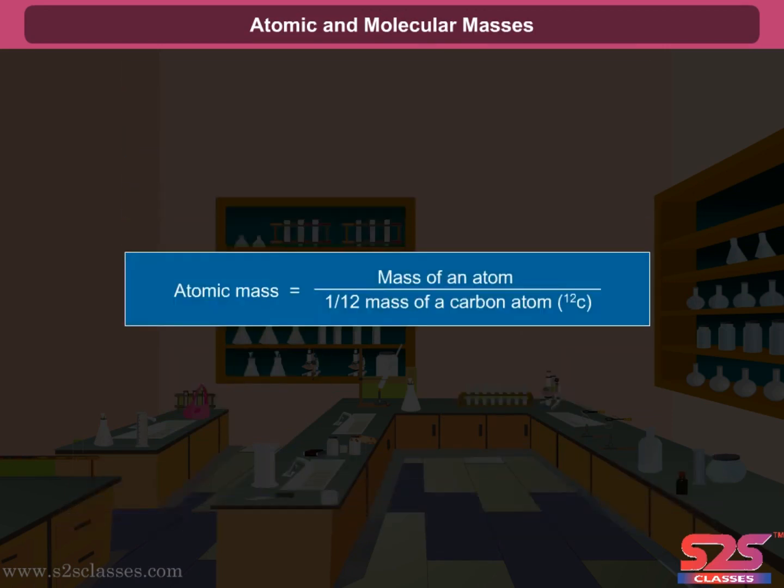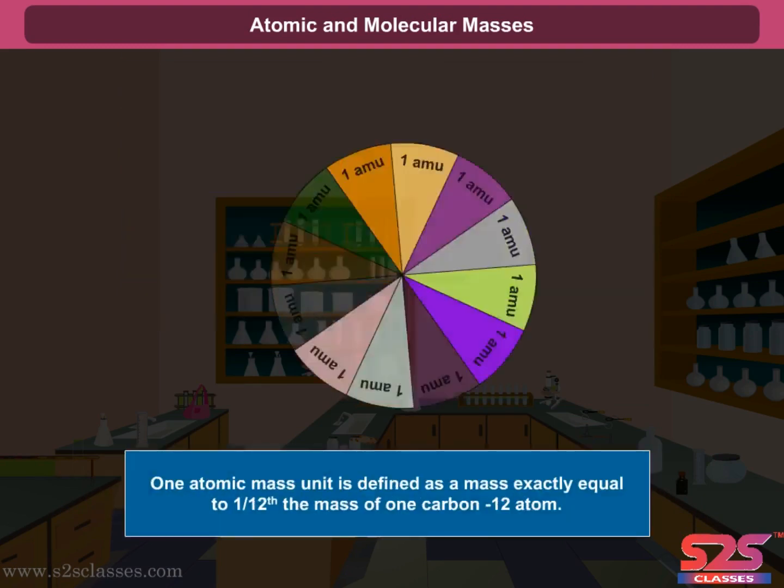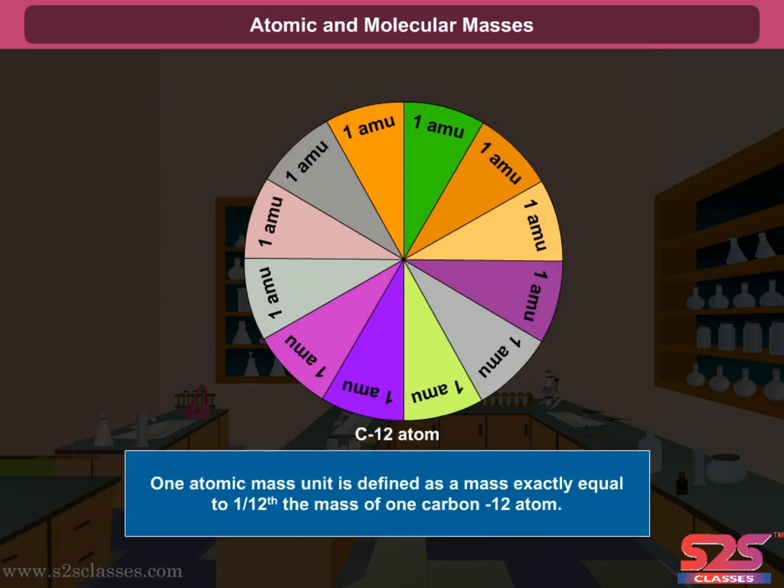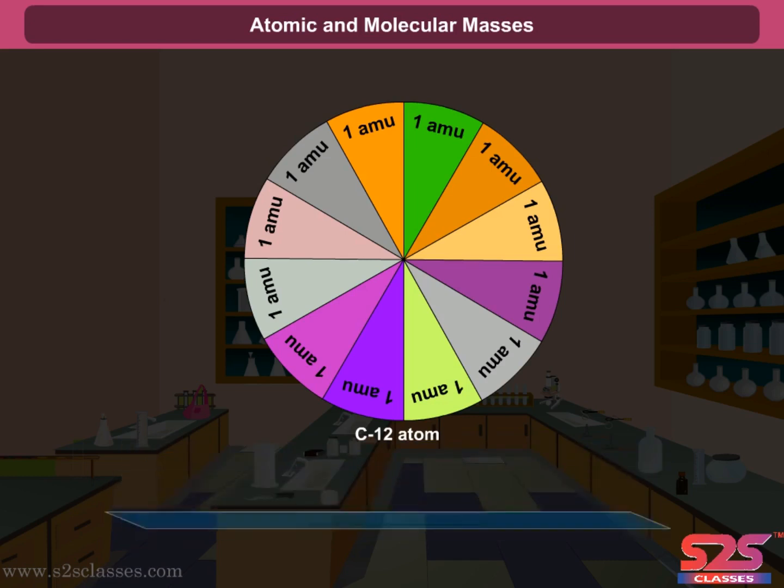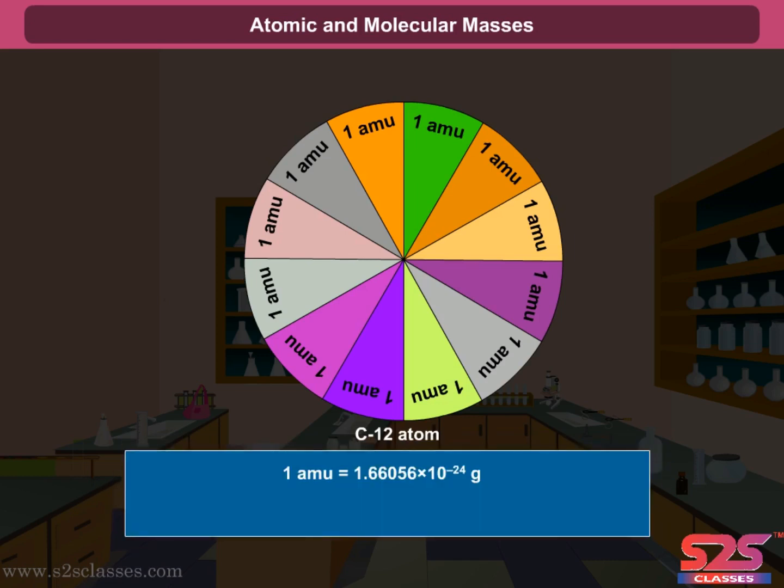Atomic mass of an element is defined as the average relative mass of an atom of an element as compared to the mass of an atom of carbon-12 taken as 12. One atomic mass unit is defined as a mass exactly equal to 1/12 the mass of one carbon-12 atom, and 1 AMU is equal to 1.66056 times 10 raised to the power minus 24 grams. Nowadays, unified mass u is used in place of AMU.